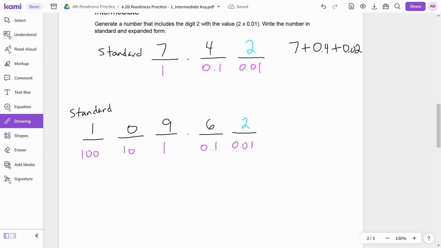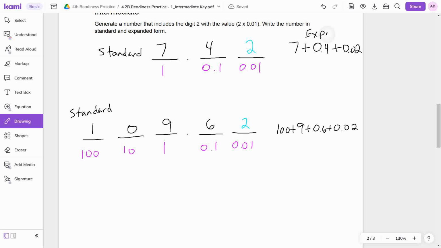And then for my expanded form, you're going to write the sum of the values of each digit, starting with the largest. That 1 in the hundreds place is 100, skipping that 0. 9 in the ones place is 9. 6 in the tenths place is 0.6. And a 2 in the hundredths is still going to be that 0.02. That's my expanded form.